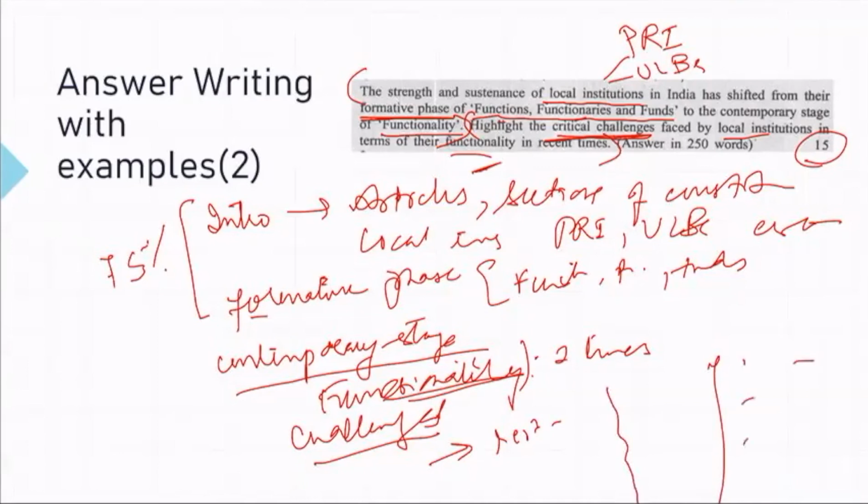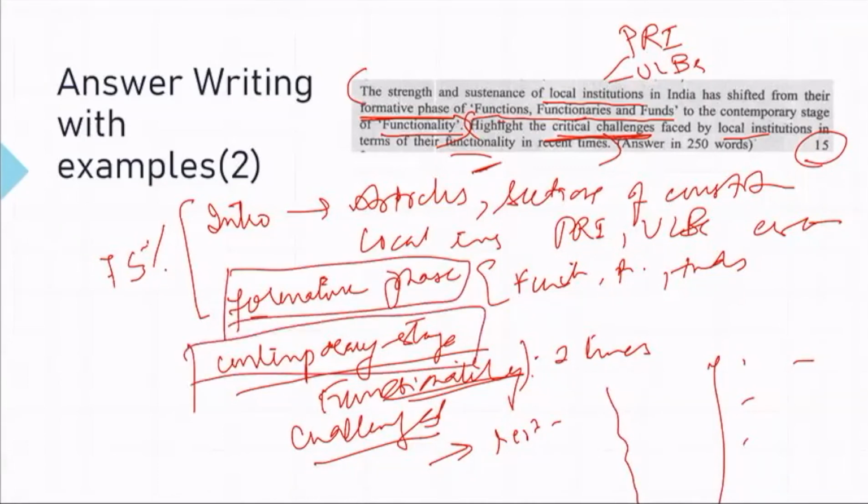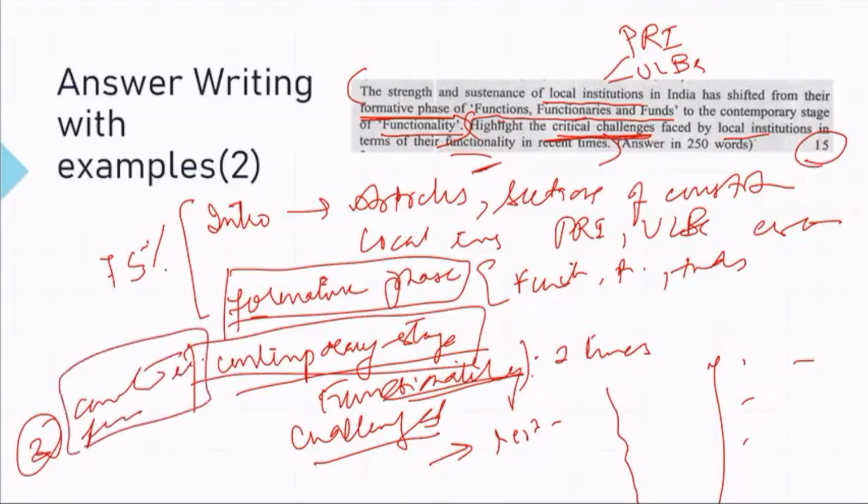So in this question, after saying this and this, I mentioned a third thing: that this contemporary stage has its root in the formative stage. This became my third heading. And then I mentioned how this functionality is related to the functions, functionaries, and funds. Here I gave that analysis. Okay, these headings are completed. Now comes the fourth heading.